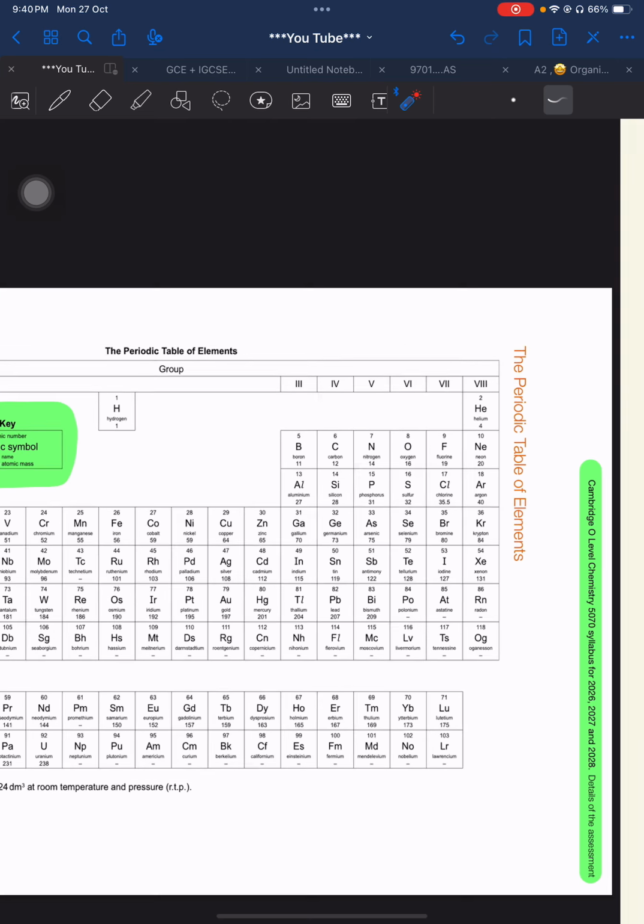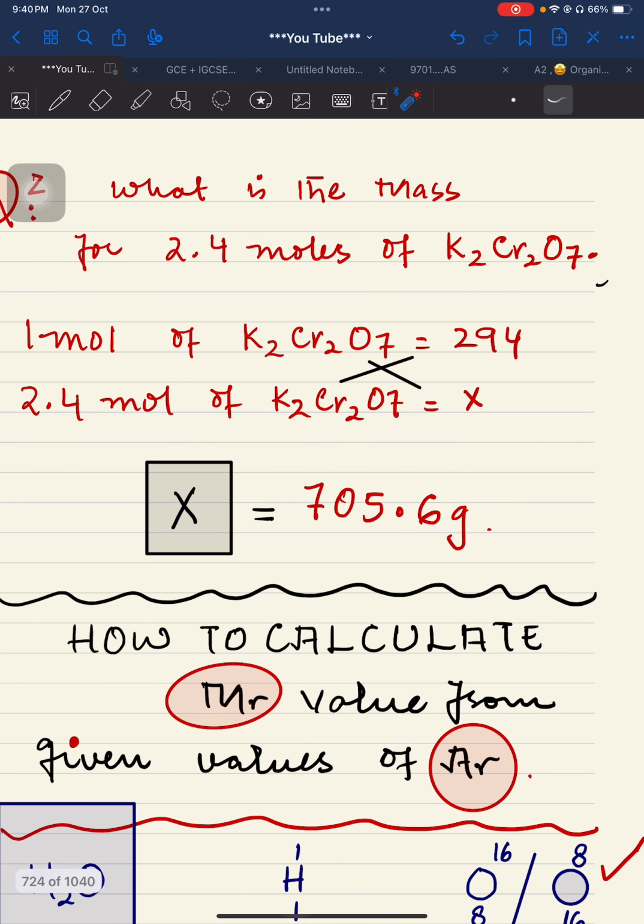When I go back, you can see that I am going to multiply 39 by 2 because potassium is present 2 times. For chromium, 52 will be multiplied by 2 as well, as chromium is present 2 times, and oxygen is 7 times. It means that 16 is multiplied by 7 as well.